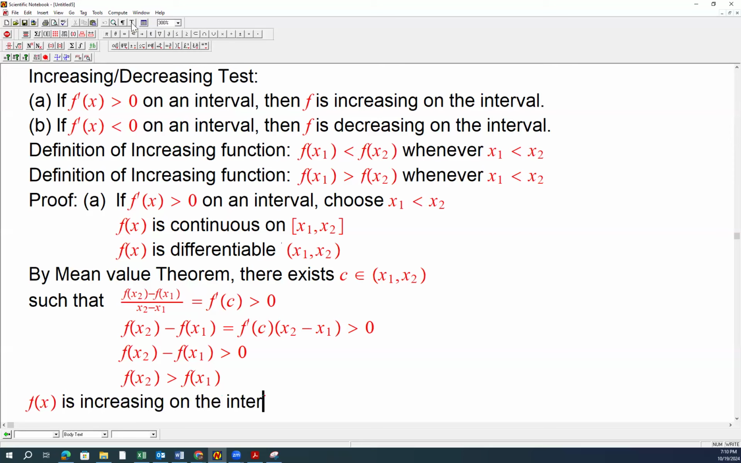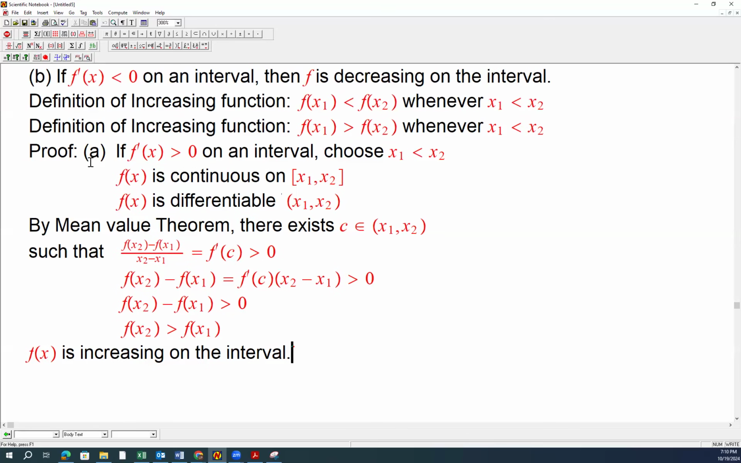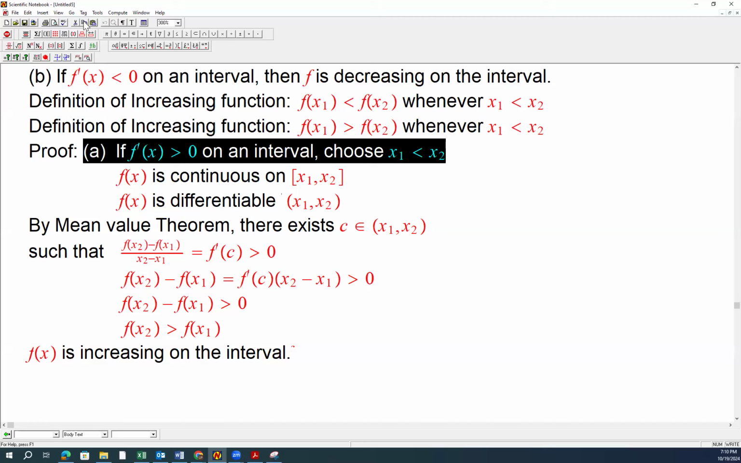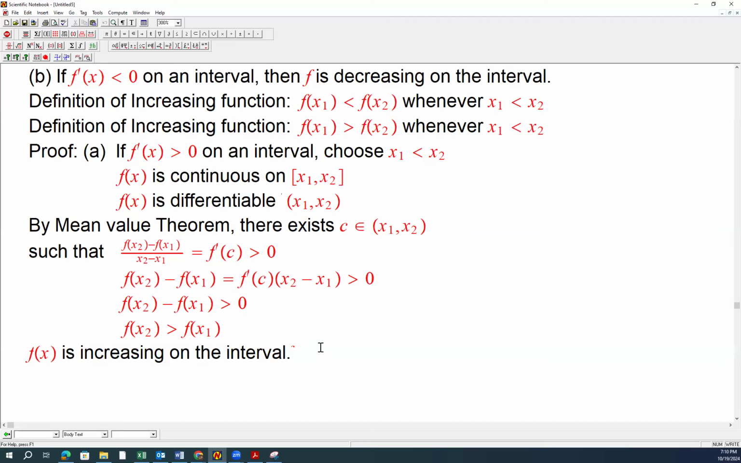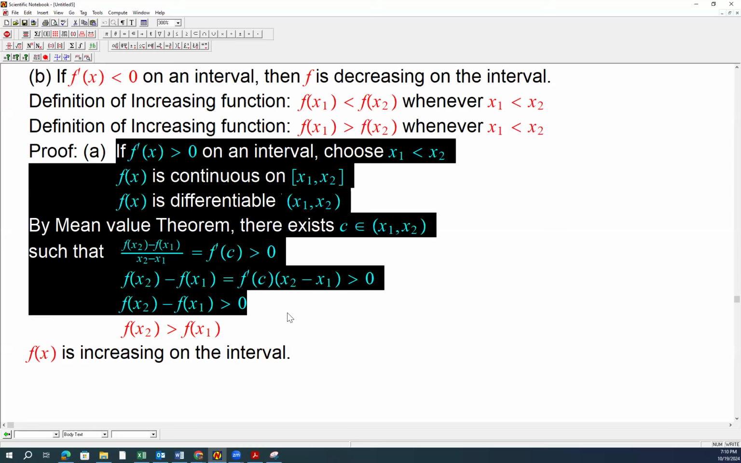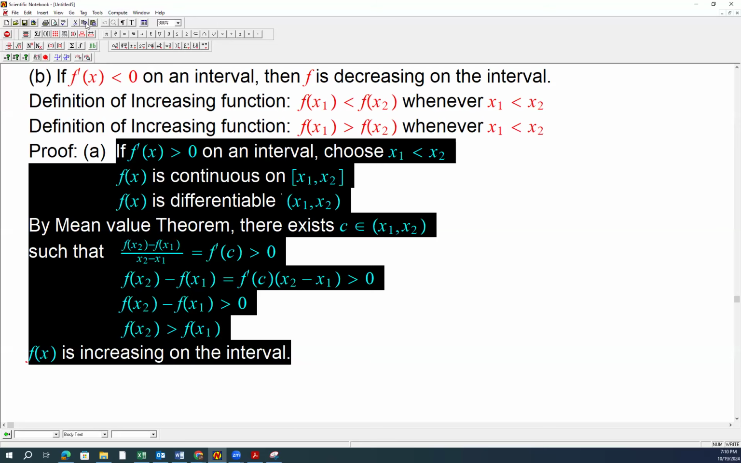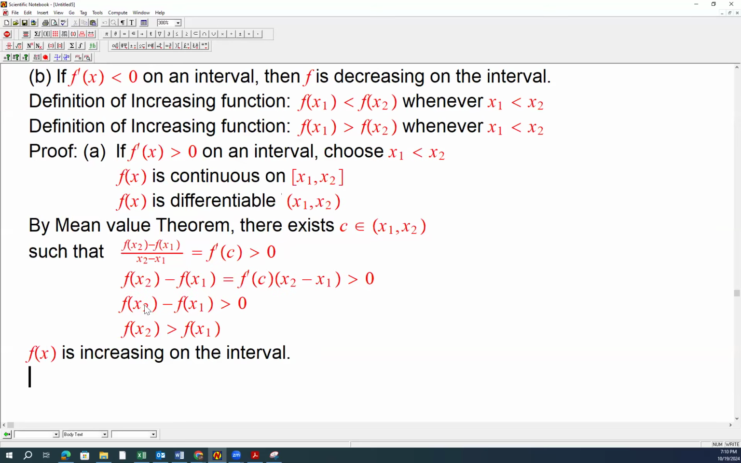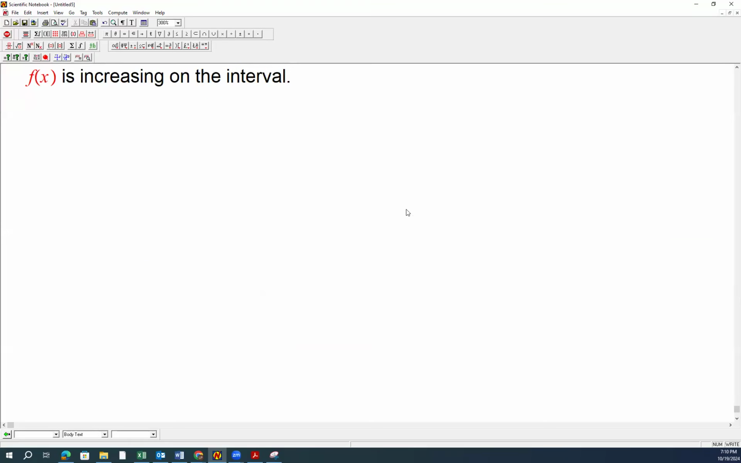On the interval. Okay, for decreasing, the proof is similar. So let's see on B. If the derivative is negative, almost everything can be copied, but with some minor changes. I'm going to get this done quickly, okay?